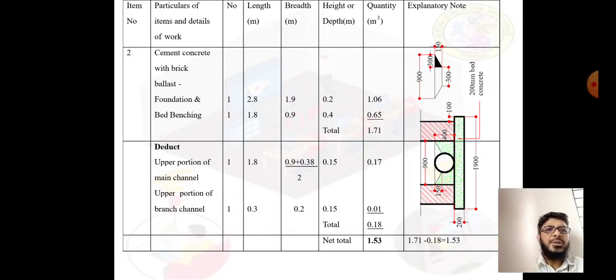In that we have to deduct. So first, the upper portion of the main channel we will deduct. Now we can see it's number one only, and the length is the same as the length of the wall, that is 1.8 meter, and the width we have to calculate. It looks like a tapered, trapezoidal portion, okay.